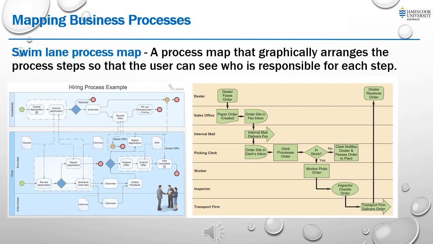Also, you can see in this picture that we need to put a swim lane process map in place, where the user can see who is responsible for each of those steps. For example, in a hiring process, we have swim lanes for the candidate and the firm, and within the firm we have the recruiter and the interviewer, so you can see everybody's responsibility within the process.